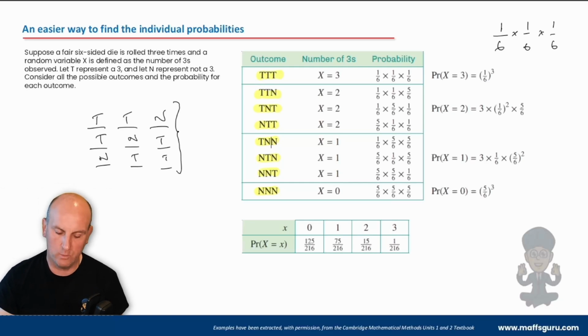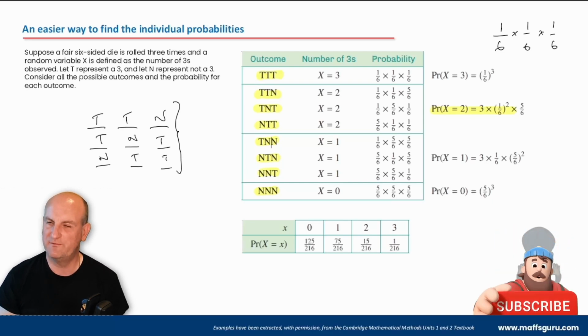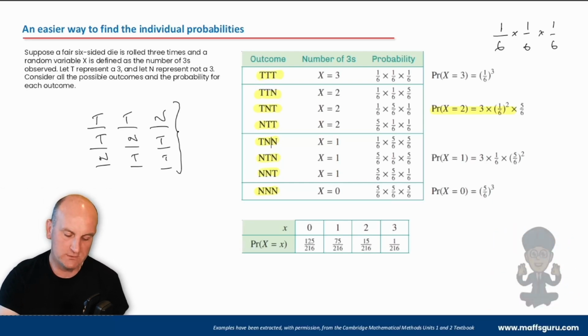What about this though? What on earth does all this mean? The probability that X equals 2 means the probability that we're going to get 2 3s in our distribution, and is given by 3 times 1/6 squared times 5/6. If we go back to my original information, the probability of getting a 3 is 1/6, and not a 3 is 5/6. So that can be written as 1/6 squared times 5/6. What about the next one? Well, we've got 1/6, 5/6, and 1/6.